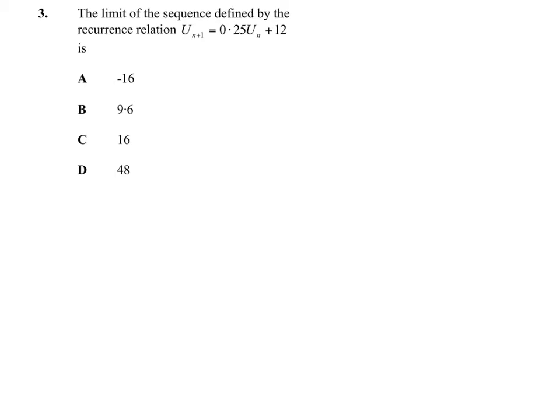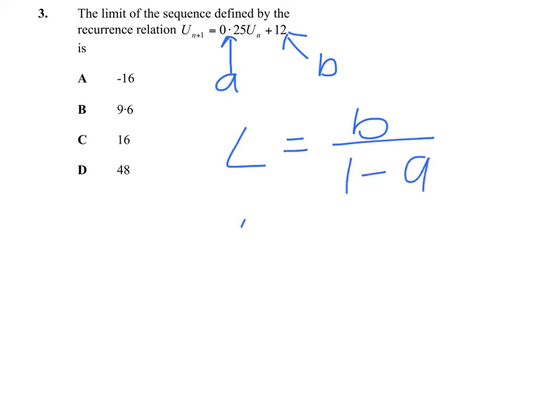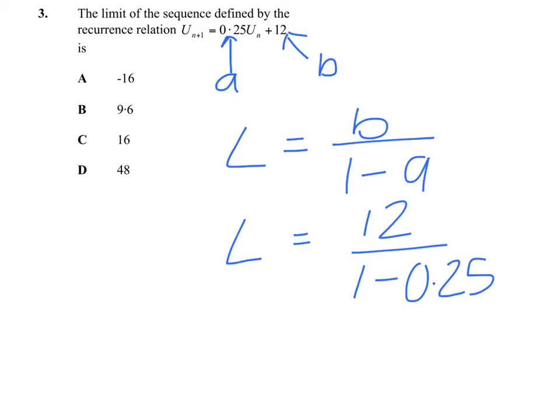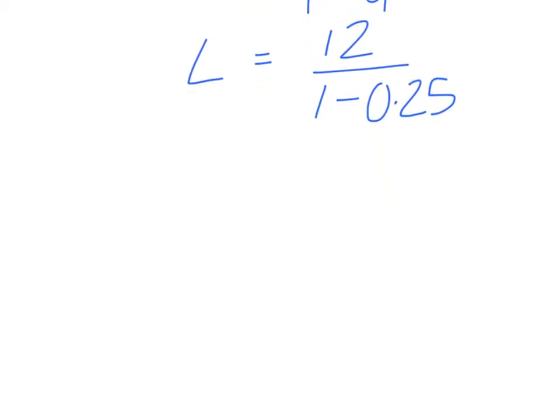Question number 3. The limit of the sequence defined by the recurrence relation un plus 1 equals 0.25 un plus 12. So the first thing we should do is identify A and B. Our recurrence relation limit formula is L equals B divided by 1 minus A. So substituting in our values, that's 12 divided by 1 minus 0.25. So 12 divided by 1 minus 0.25 is 12 divided by 0.75.